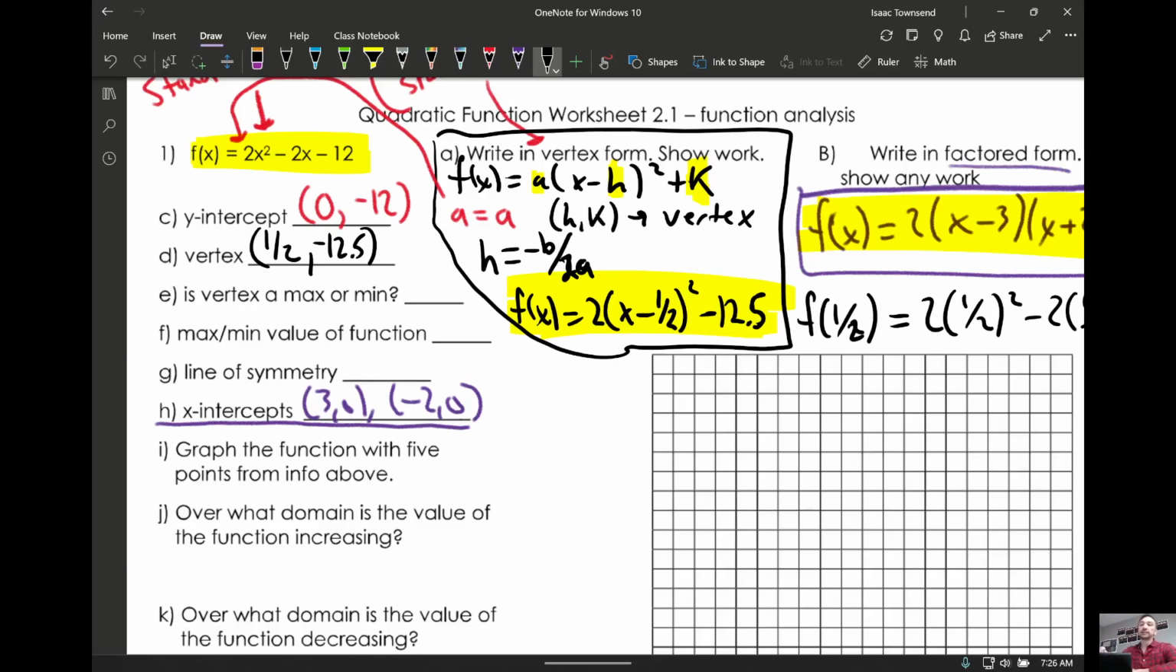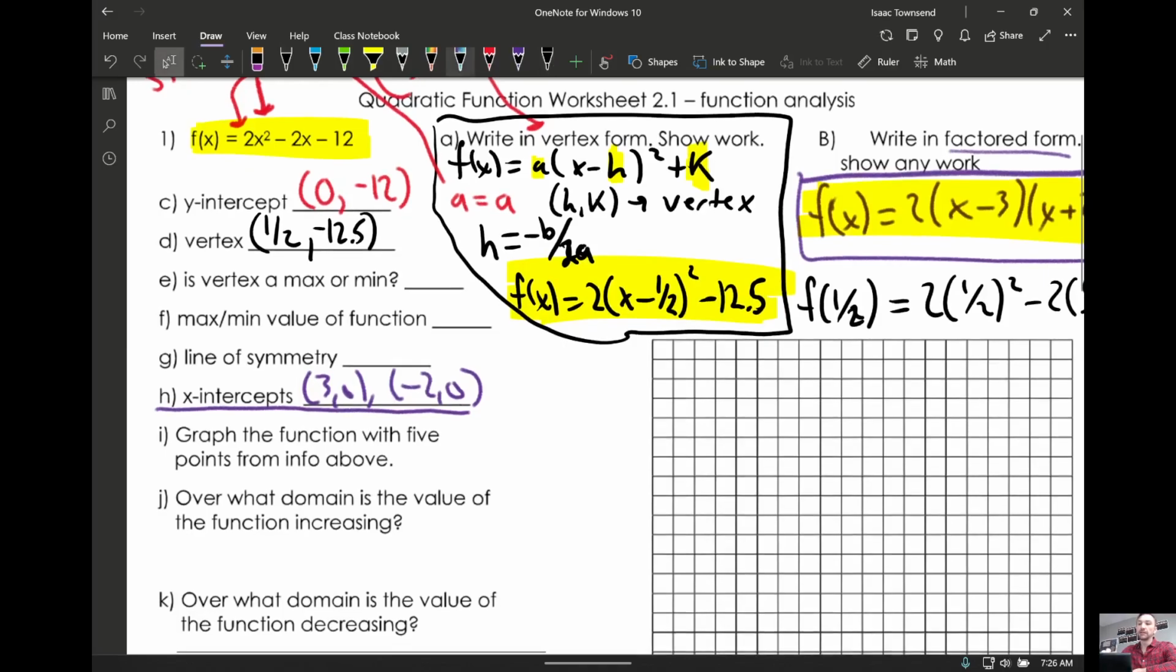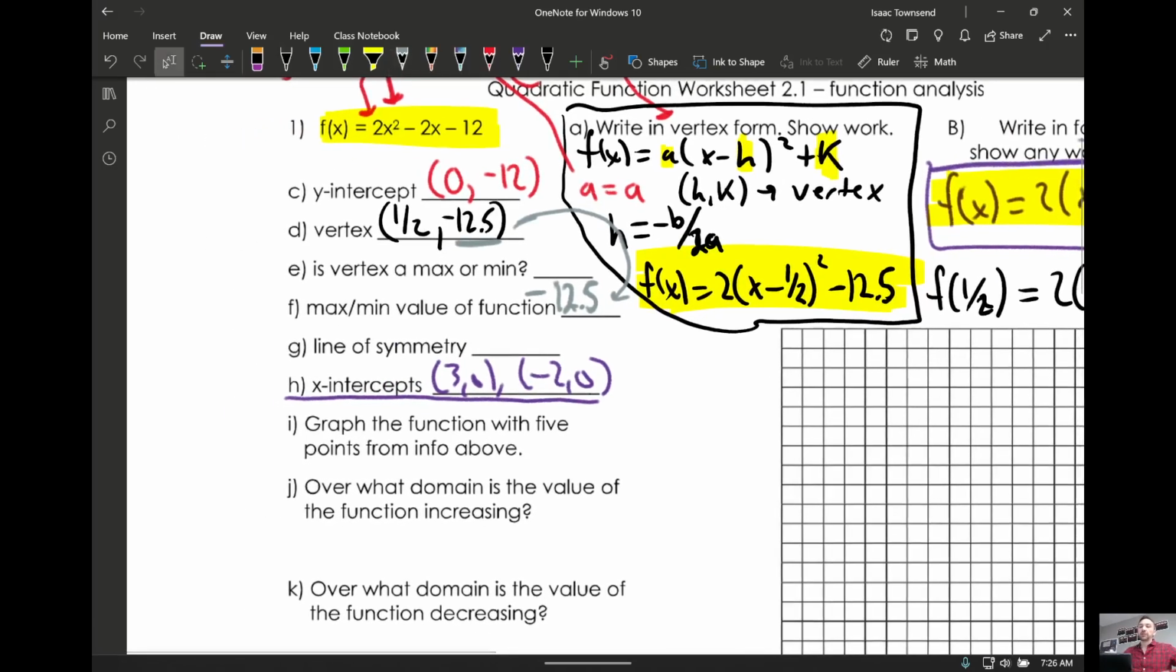Now, what a vertex is depends on if it opens upward or downwards, but what a vertex tells you is when the x value, you have a maximum value or a minimum value. So we already know that either the biggest point or the smallest point is negative 12 and a half. To know if it's a max or a min, you may not need to write this down, but obviously write this down if you don't remember this.